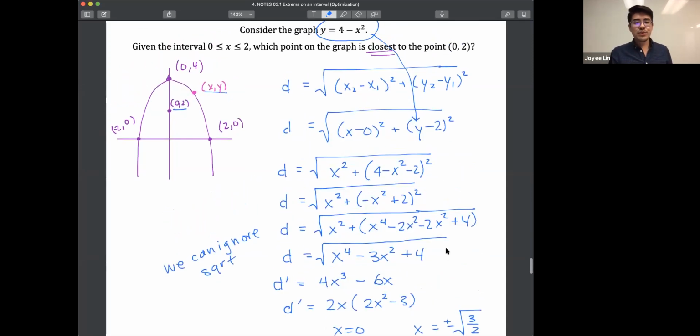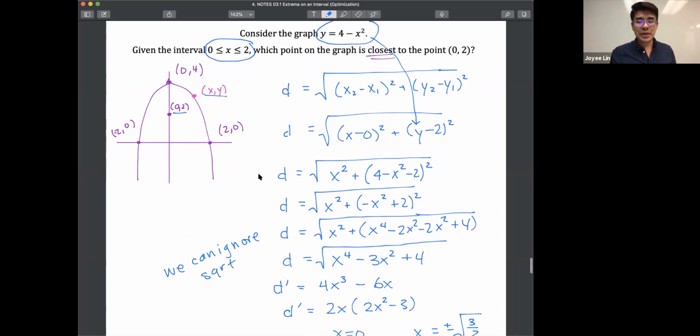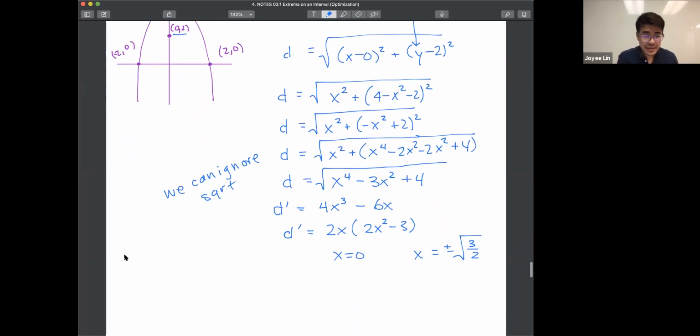Now let me show you the last way we can justify it. We are given a bounded interval here. So when we're given a bounded interval, all we need to do is create a number line test, or a t-chart, I guess. So we're going to put in our x values here, and then we're going to put in our distance here. Right, so what are our endpoints? I gave you the endpoints 0 and 2, and then we don't need the negative square root of 3 over 2, right? So we just need to test the positive square root of 3 over 2.